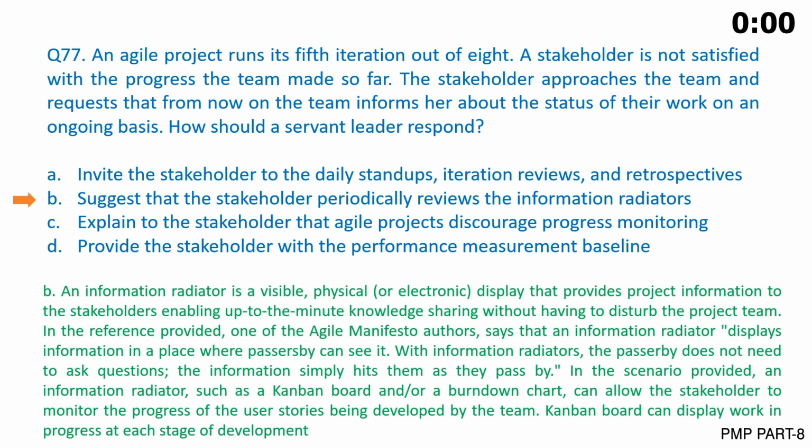In the reference provided, one of the Agile Manifesto authors says that an information radiator displays information in a place where passersby can see it. With information radiators, the passerby does not need to ask questions. The information simply hits them as they pass by. In the scenario provided, an information radiator, such as a Kanban board and/or a burn-down chart, can allow the stakeholder to monitor the progress of the user stories being developed by the team. A Kanban board can display work in progress at each stage of development.